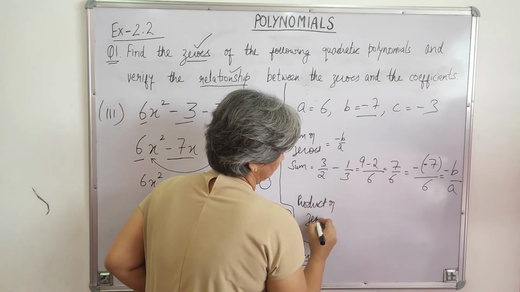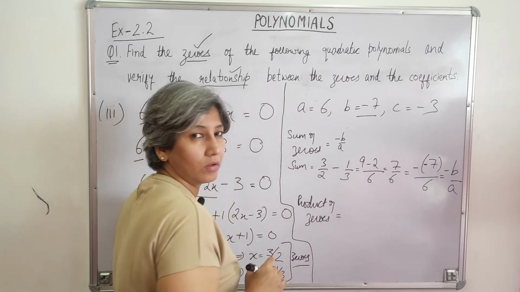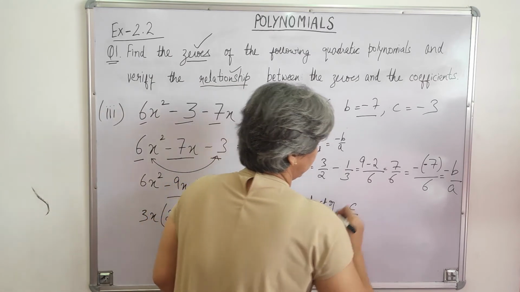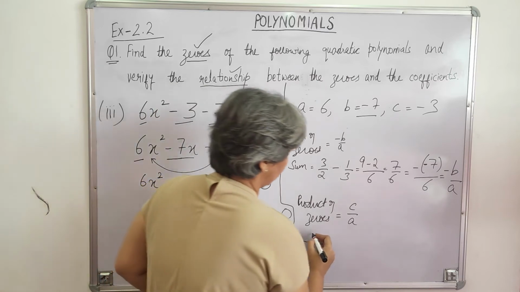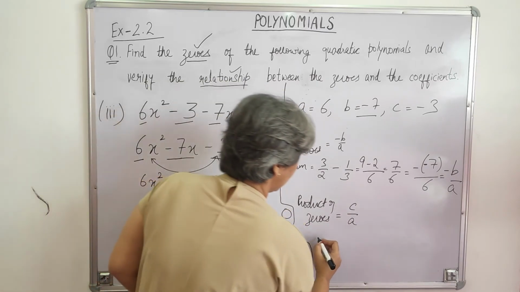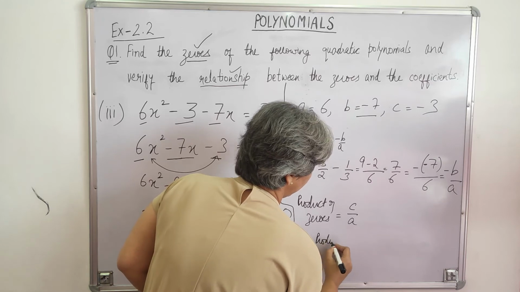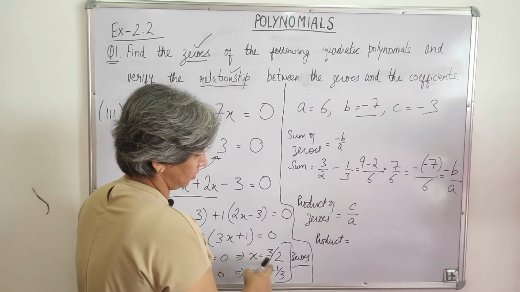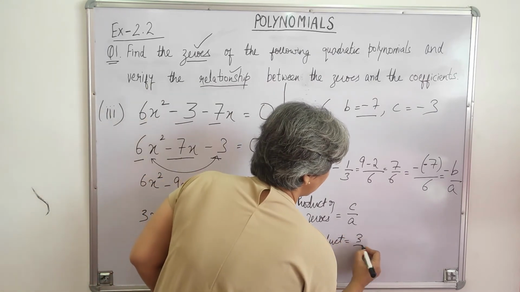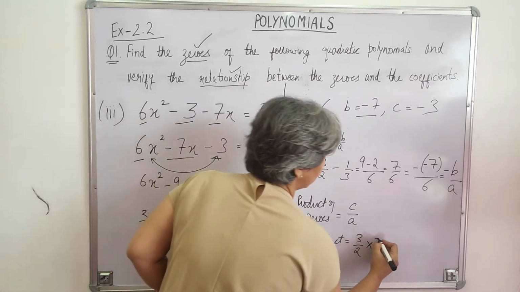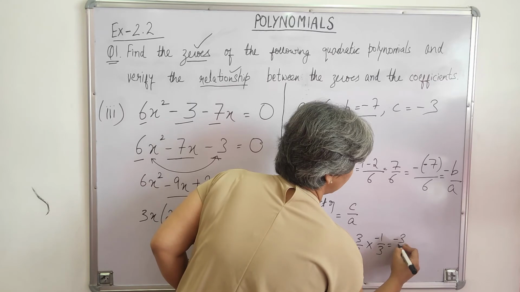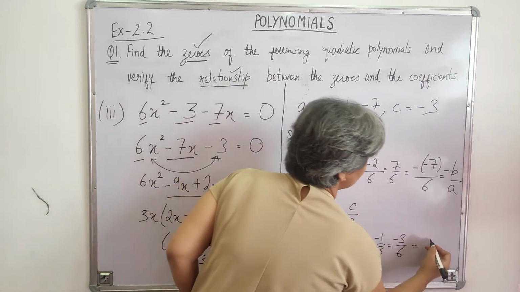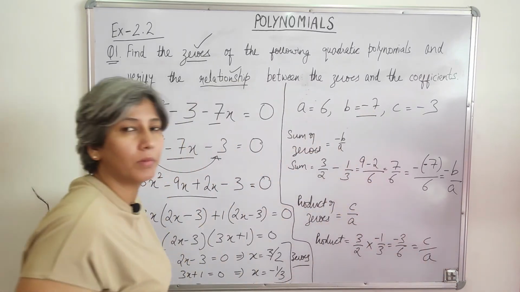Now let's do the same thing for the product. Let's see if that is also correct here. Product of zeros we know is C by A. So the product of the zeros is 3 by 2 into minus 1 by 3, which gives me minus 3 by 6. Minus 3 is C, A is 6. So this is C by A, right?